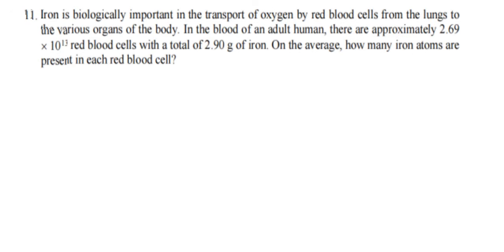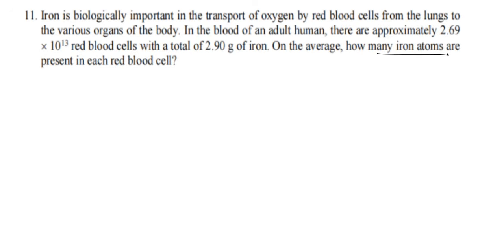Iron is biologically important in the transport of oxygen by red blood cells from the lungs to the various organs of the body. In the blood of an adult human, there are approximately 2.69 times 10 to the power 13 red blood cells, with a total of 2.9 grams of iron. On the average, how many iron atoms are present in each red blood cell?